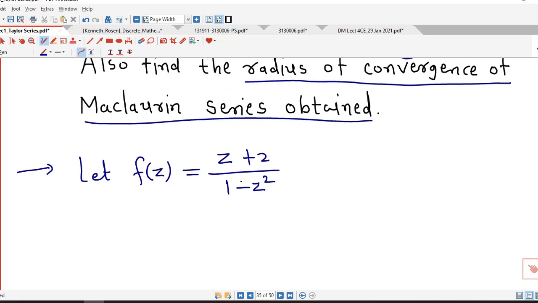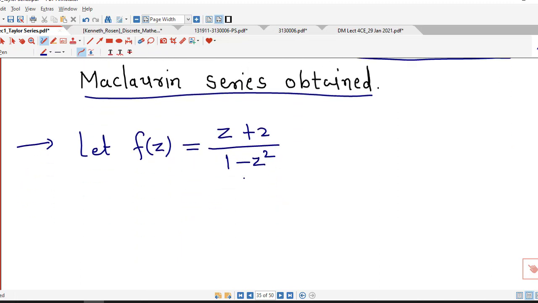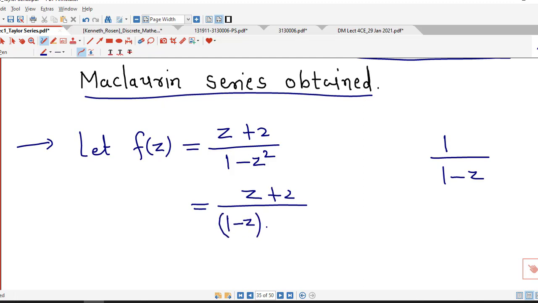So here also we are not going to use Taylor's theorem, that is, we will not calculate derivatives at z equal to 0. Instead we will try to express our function in this form. So for that, if we observe, in the denominator we have 1 minus z squared, that I can write as (1 minus z) times (1 plus z).